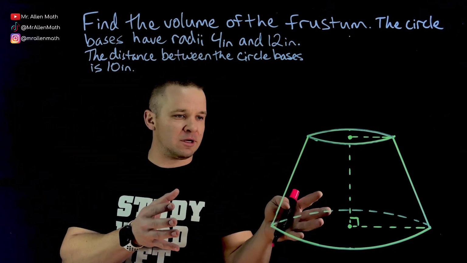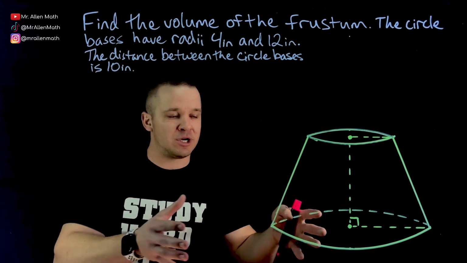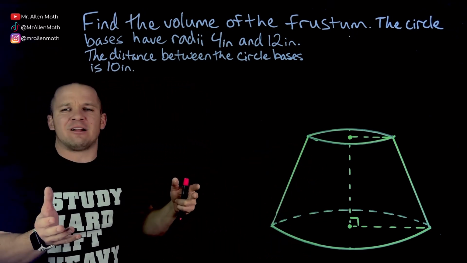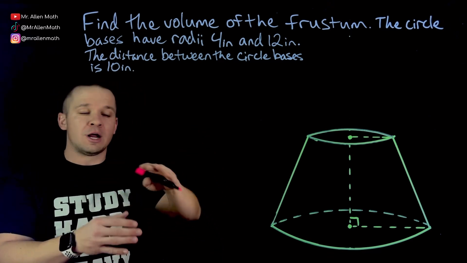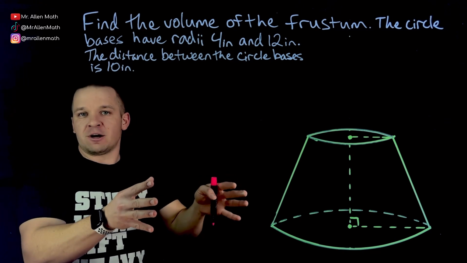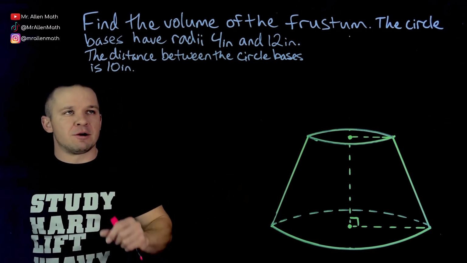A frustum is basically a lampshade. Ever see an old lampshade? That's a frustum. I also equate it to the trapezoid of the solids world. It's a cone that's been chopped off. You take a cone, cut it off, that's a frustum. So now we understand what a frustum is.